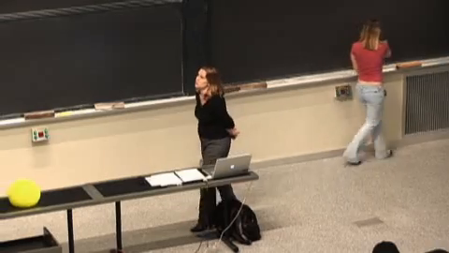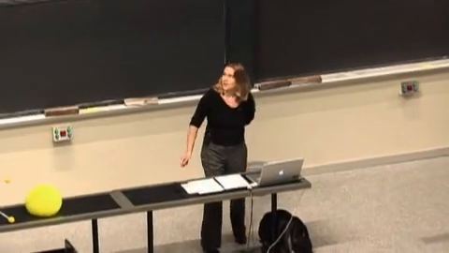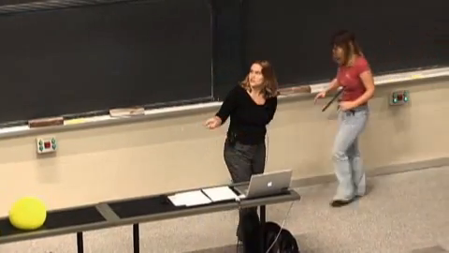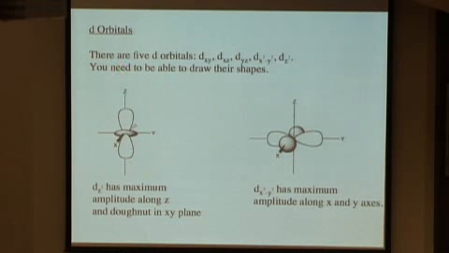So let's just review what the d orbitals look like. In this class, we're always going to have the same reference frame. So we're always going to have the z-axis up and down. The y-axis is horizontal. And the x-axis is coming out of the board and going into the board. So we'll always use that same description. It'll often be given, but if it's not, you can assume that's what we're talking about. So the first d orbital we'll consider is dz squared. It has its maximum amplitude along the z-axis, and it also has a little donut in the xy plane.